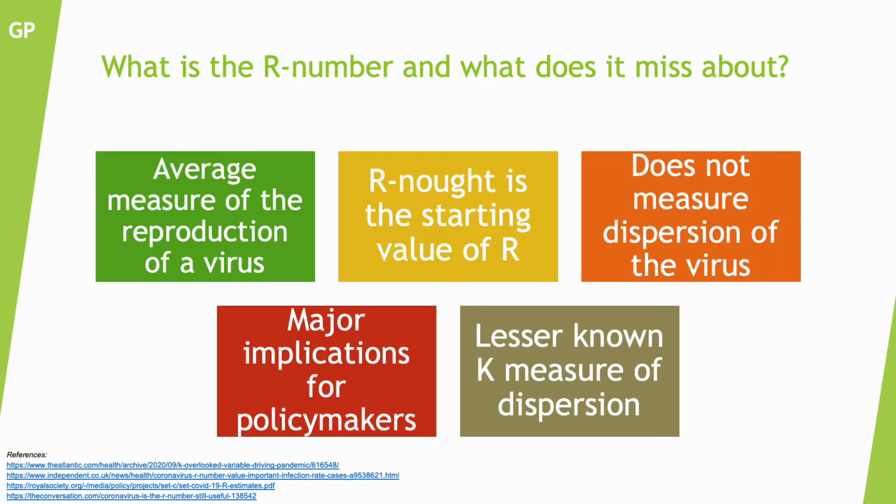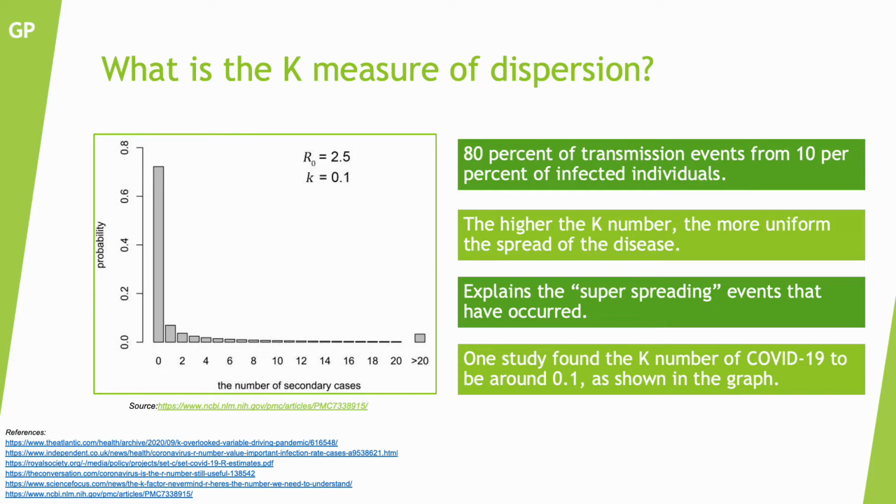This leads us on to the K measure of dispersion. Early research into the virus showed that as much as 80% of transmission events come from just 10% of all infected individuals. There have been many examples found over the duration of the virus of these super-spreading events, and they are a much more difficult thing to tackle. The K number is a measure of dispersion of the virus. The larger the number, the more consistency there is in the way the disease spreads, and the lower the number, the more transmission is from a few individuals.